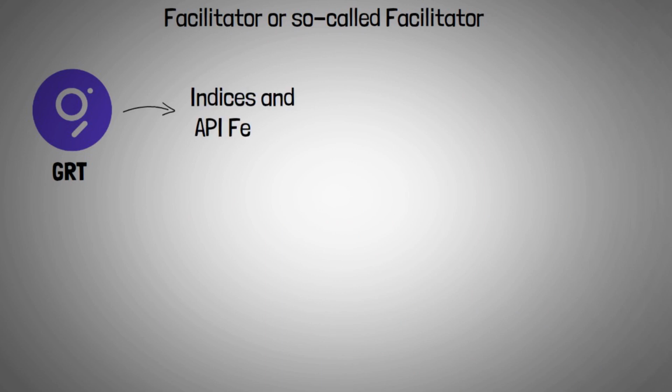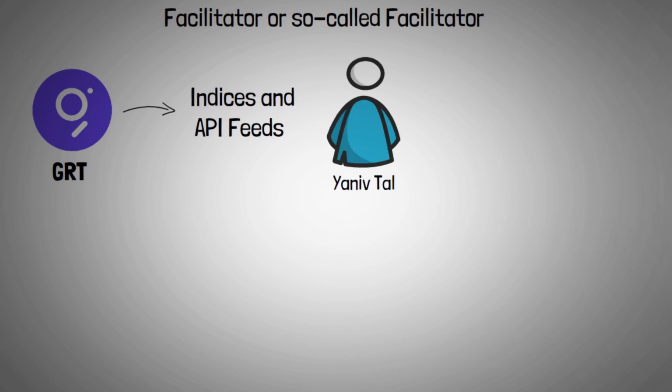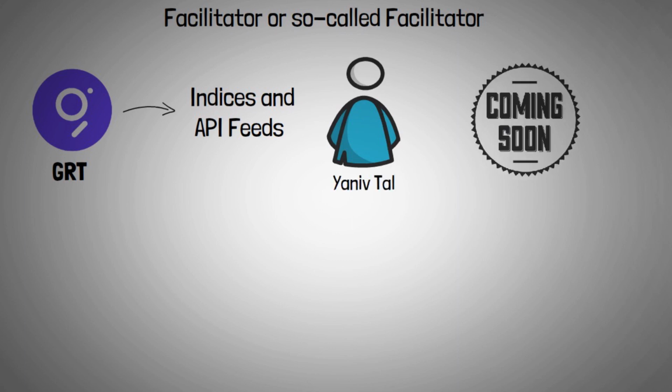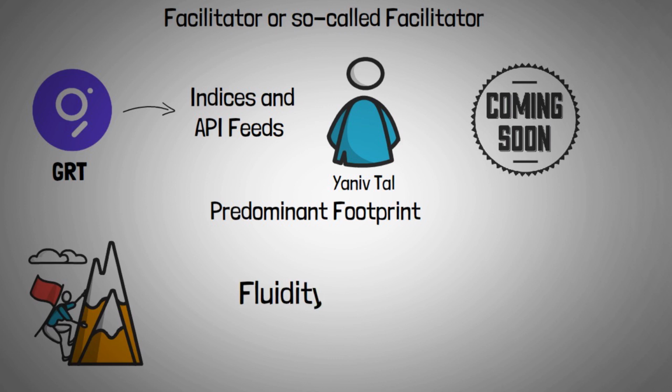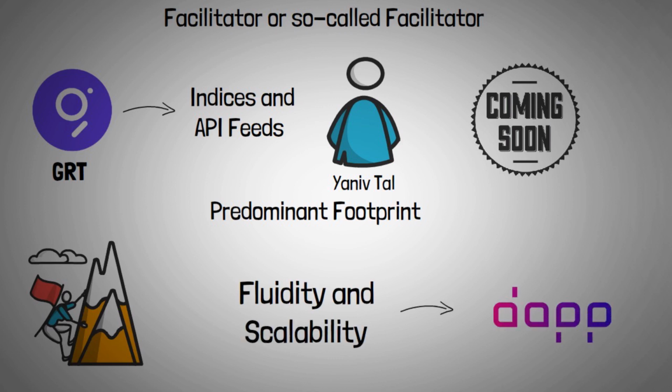The actual facilitator behind this protocol is the native token GRT, which generates decentralized indices and API feeds for blockchain-based projects. The project lead and co-founder Yaniv Tal shed light on the platform starting soon. The project shall leave a predominant footprint in Web 3.0, emerging as a critical leader in offering more fluidity and scalability to various decentralized applications, acting as a middle layer.